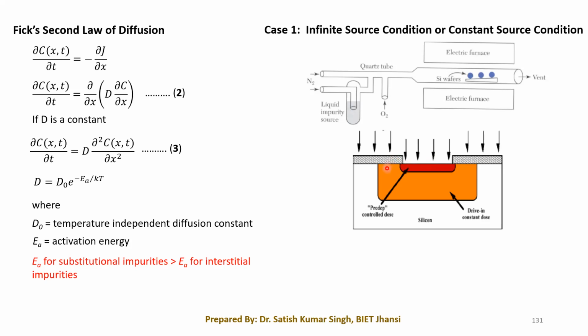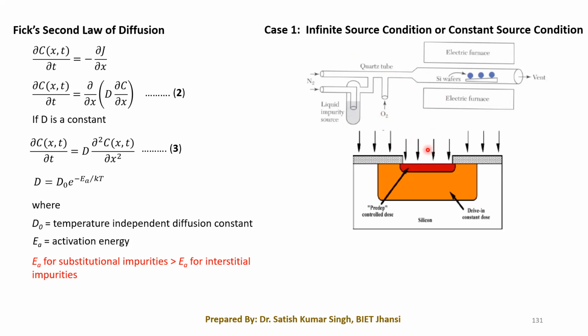Fine. So we set a certain temperature of the furnace, and then we keep on sending the impurity atoms. This impurity concentration can be maintained. These impurities keep on being available, keep on coming, and therefore we say that it is an infinite source condition or a constant source condition.